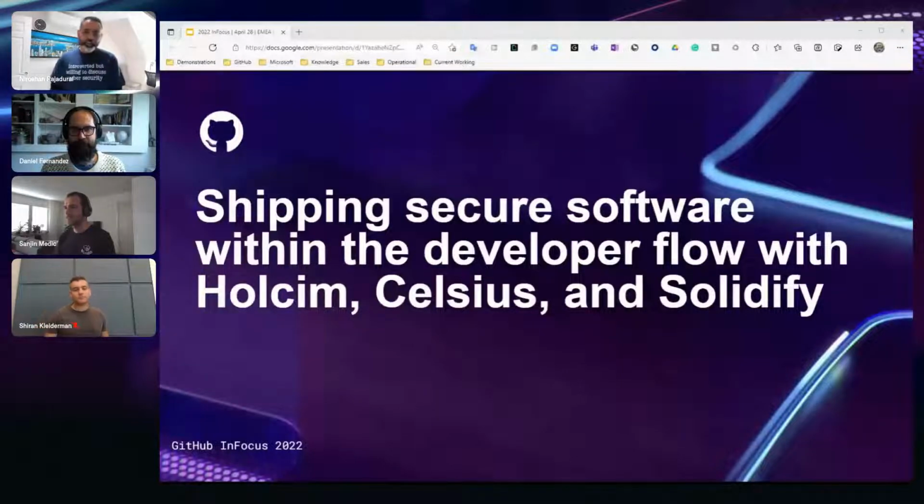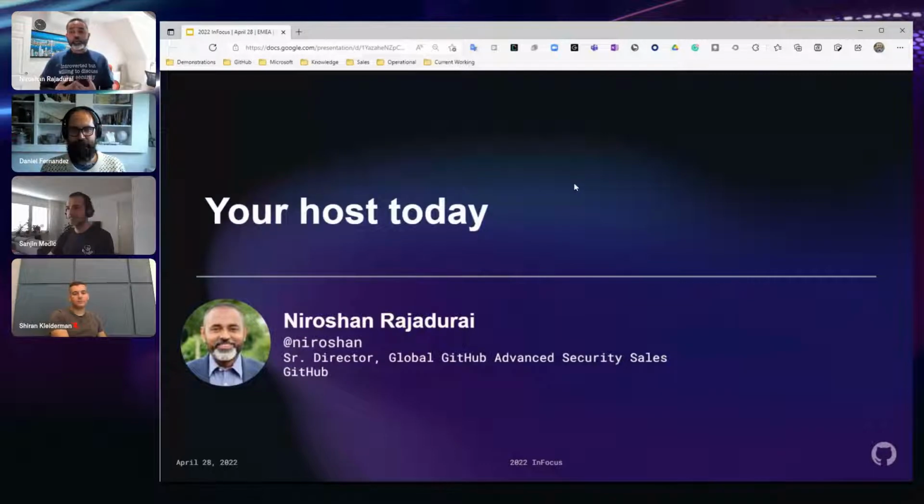Hey, hi everybody. We're here today to talk about shipping secure software within the developer flow. And I'm really excited to have some of our customers and partners from Holcim, Celsius, and Solidify, who are experts in this area, to talk to all of us about their thoughts and experiences in building more secure applications. I'll be your host today.